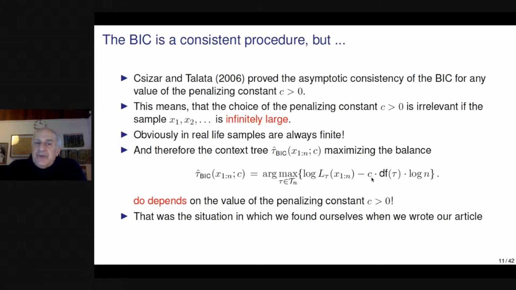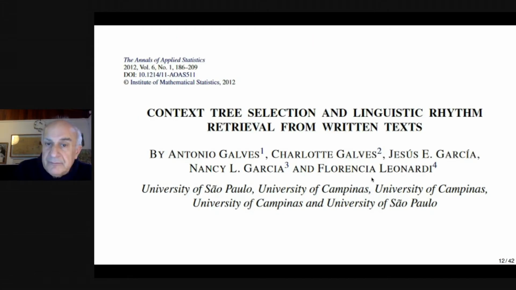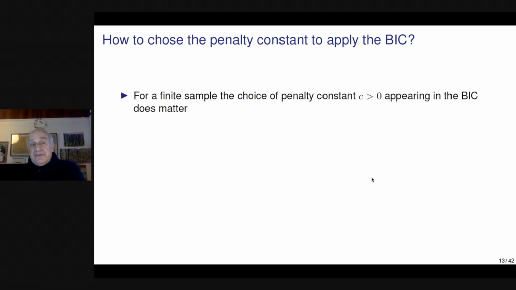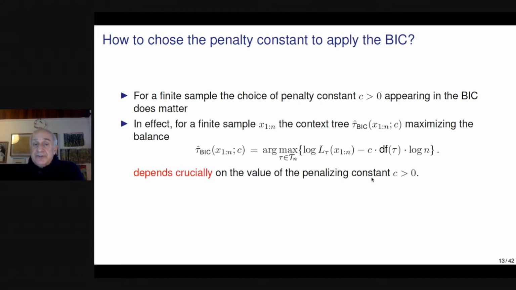And that was a situation in which we found ourselves, the authors of this paper, context tree selection and linguistic retrieval from written texts. How to choose the penalty constant to apply the BIC? For finite samples, the choice of the penalty constant C does matter. Actually, the choice depends crucially on the value of the penalizing constant. How to choose this constant?